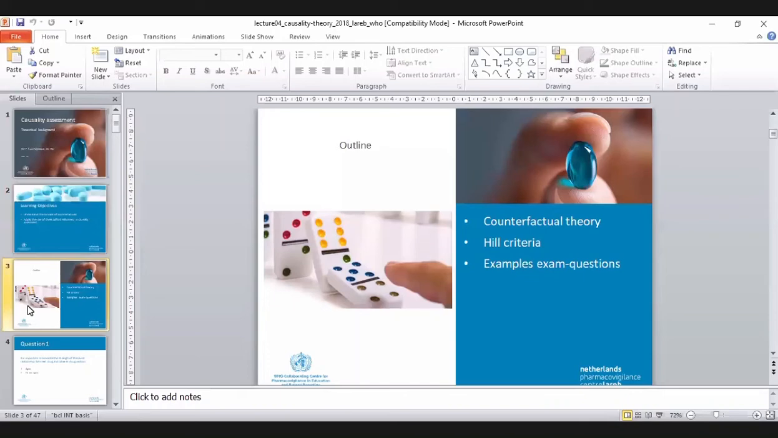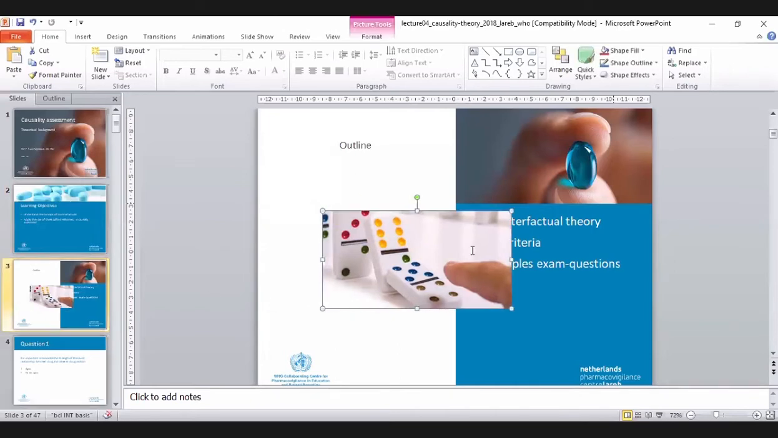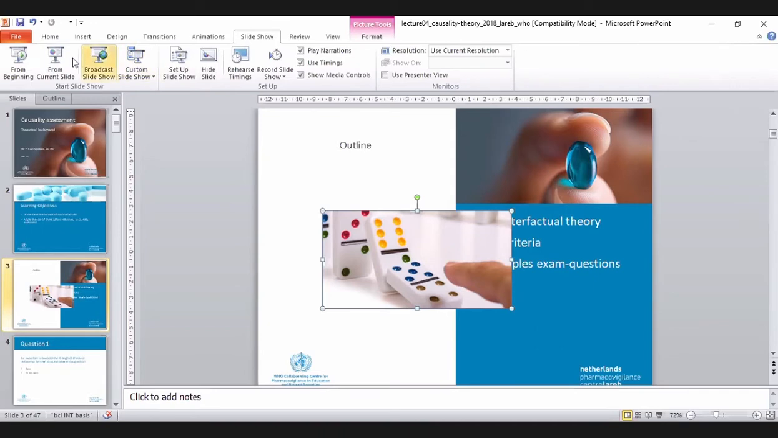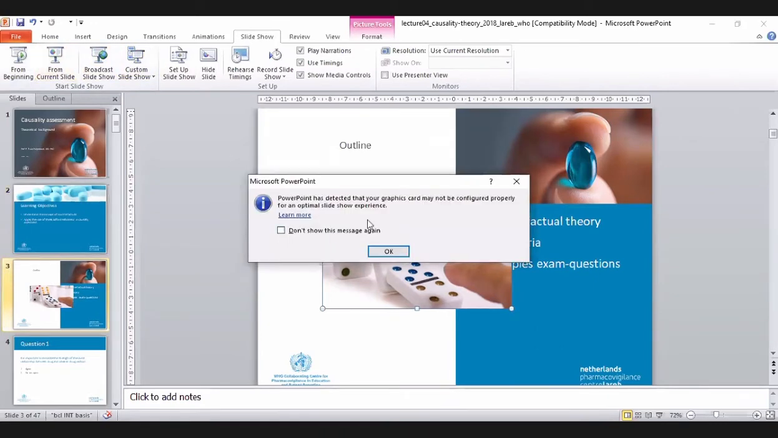So this is the outline. We'll start by looking at the counterfactual theory. We'll go into the Bradford Hill criteria, which are about 9. And then there are 2 examples of exam questions, though they're not detailed enough for the questions that I'd bring, but those are the questions that were in the slides that were in the notes from the Netherlands Pharmacovigilance Center.